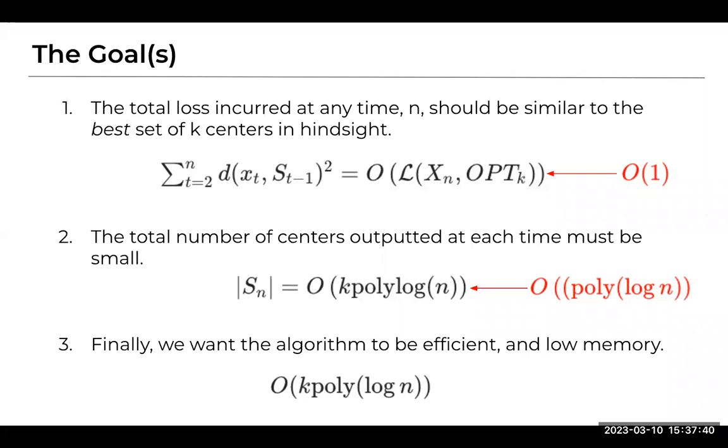Sure. This best possible loss, it assumes that the centers are fixed. Because on the left-hand side, the centers change, but on the right, the centers don't change. That's right. So you can think of the best possible loss as someone who doesn't have flexibility in choosing their centers, but they have foresight. They know what the entire data set is going to be. So they choose the best set of k fixed centers that works well for everything.